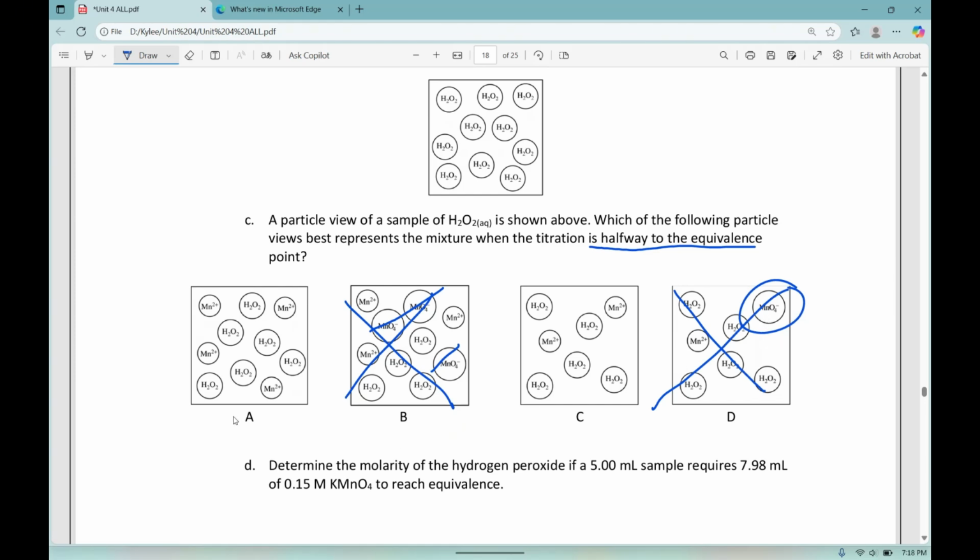Option A, if we count up how many we have, 1, 2, 3, 4 versus 1, 2, 3, 4, 5, 6 peroxides. Would be further along because I have more products. My manganese is a product. So out of these options, I would choose C just based on the fact that there's only 2, which means it's probably not all the way to the equivalence point.